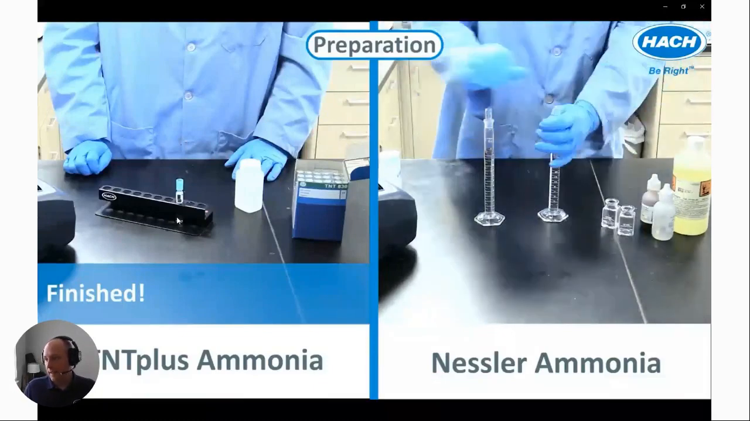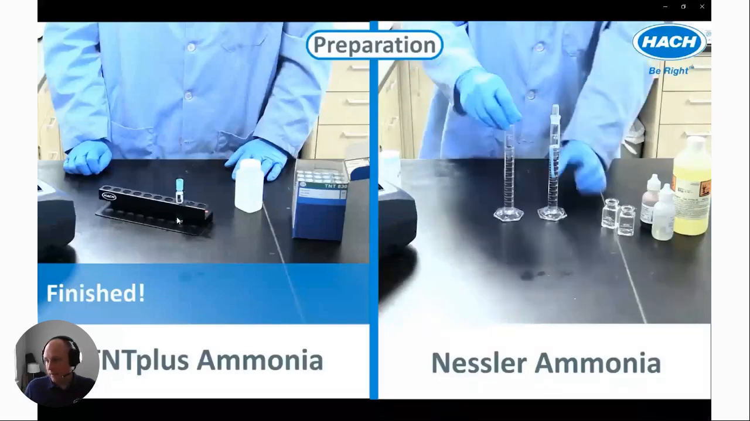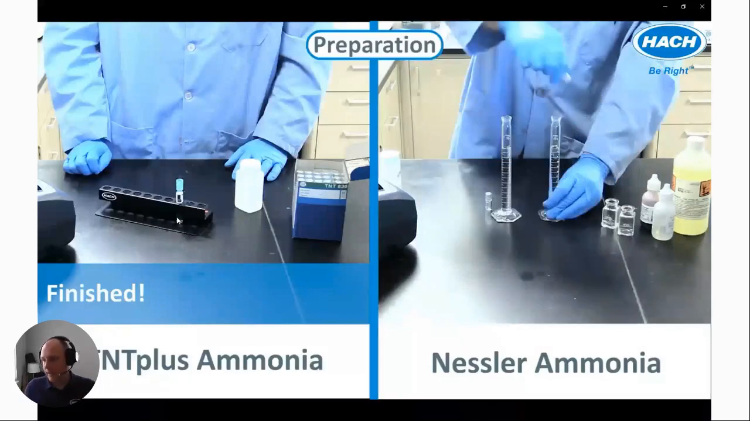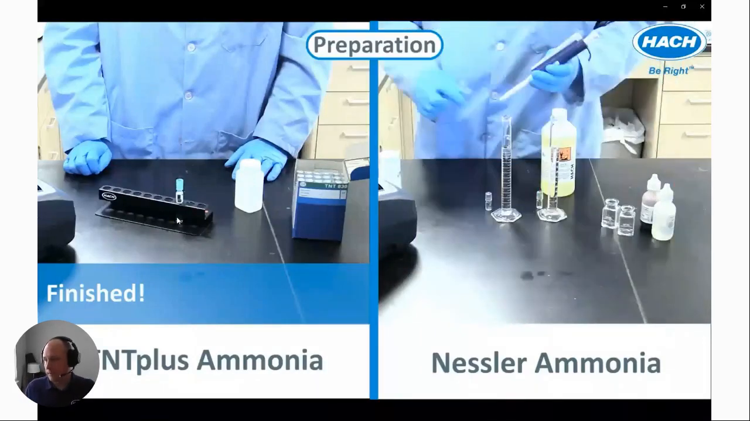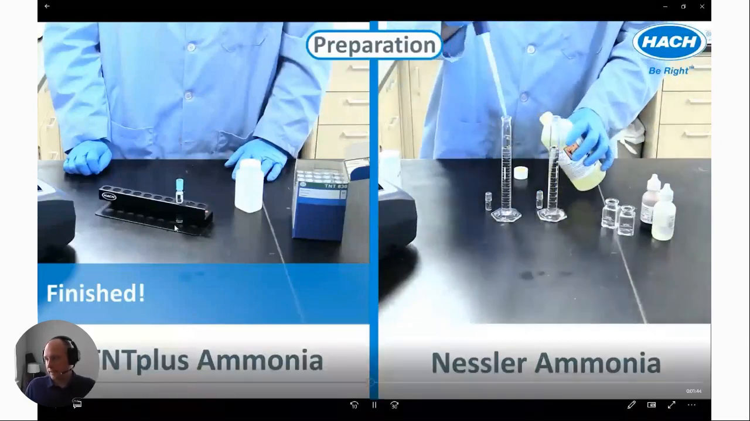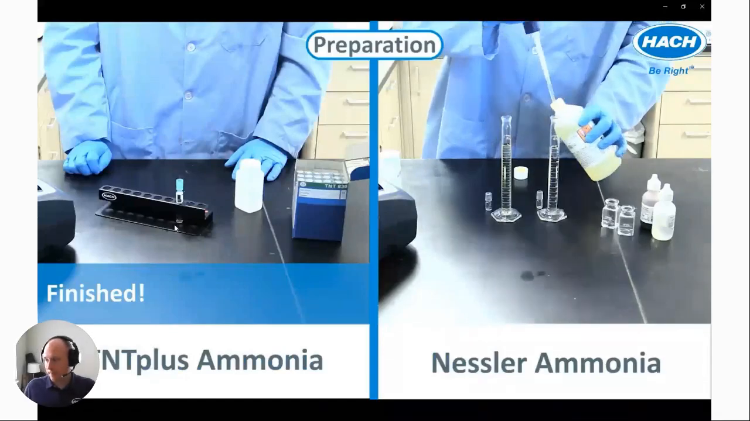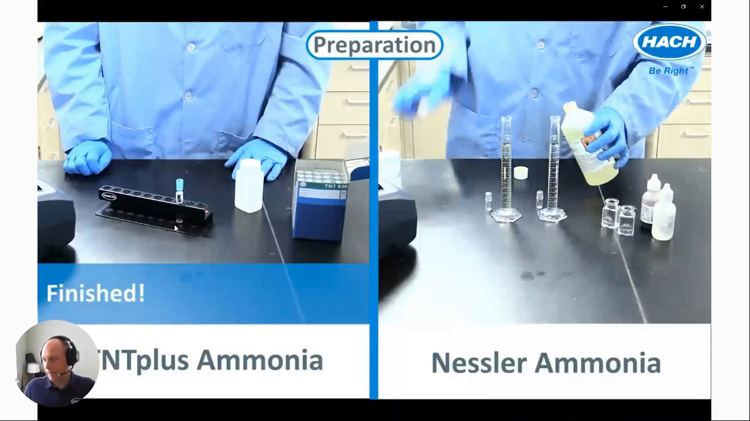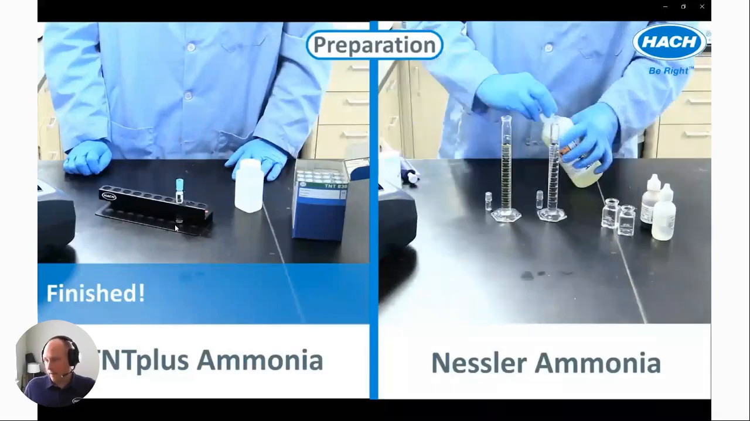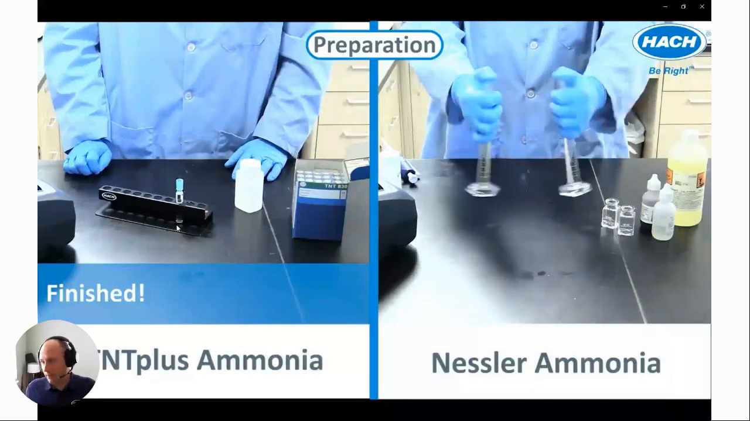Now I'm going to mix these guys up. Now I'm going to add the Nessler reagent. So I'm creating 50 mils of mercury containing waste for every sample. Mix this guy up. You can see the color change there for the sample that actually has ammonia in it, and that's what we're going to measure in the spec.